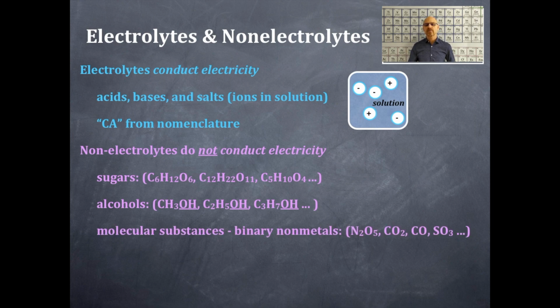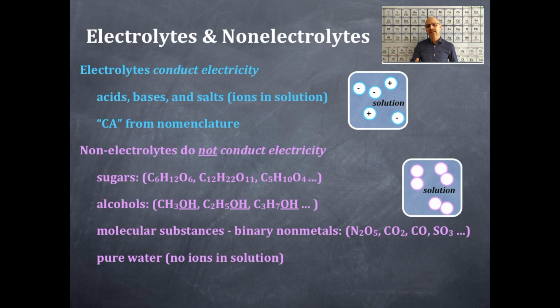Molecular substances, these are binary nonmetal compounds, so dinitrogen pentoxide, carbon dioxide, carbon monoxide, and sulfur trioxide are all examples of binary nonmetal compounds, which are non-electrolytes. They do not conduct electricity. Pure water is also a non-electrolyte. Theoretically, there are no ions in solution, but there's an equal number of hydrogen and hydroxide ions, whose dissociation is so very small that we effectively assume that there is none. So pure water is a non-electrolyte.